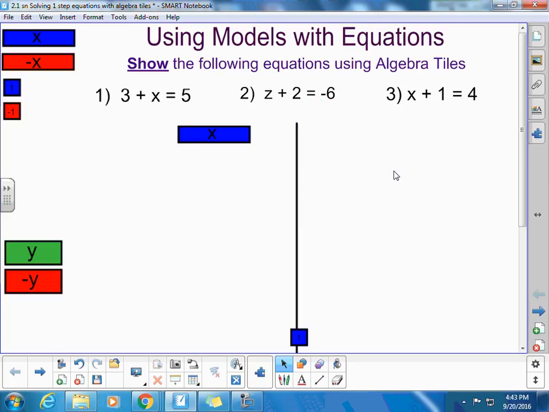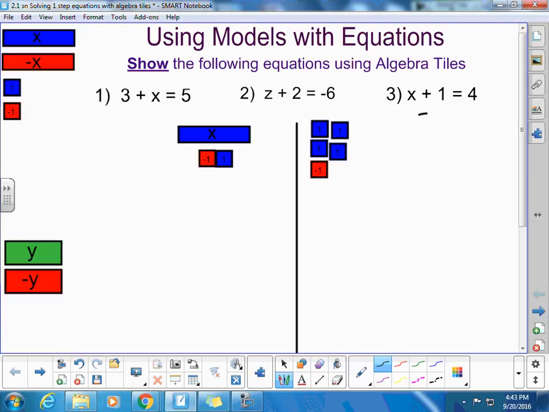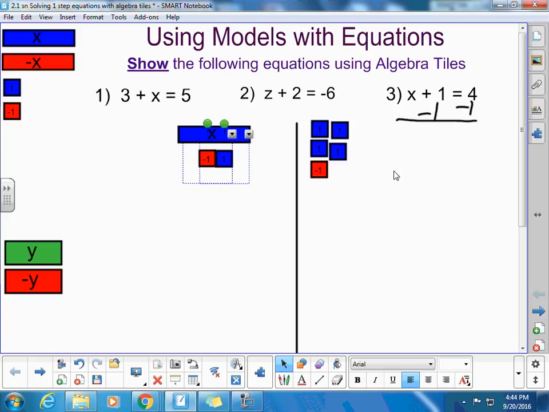We have x plus 1 on the one side of the equal sign and 4 on the other side. Again, we need to get that x by itself. To do that, we need to get rid of the 1. To get rid of the 1, we have to zero it out. So I'm going to add a negative 1 there and a negative 1 there. I'm going to do this one as we go. So we add a negative 1 to this side and a negative 1 to that side. And that gets rid of these 2.